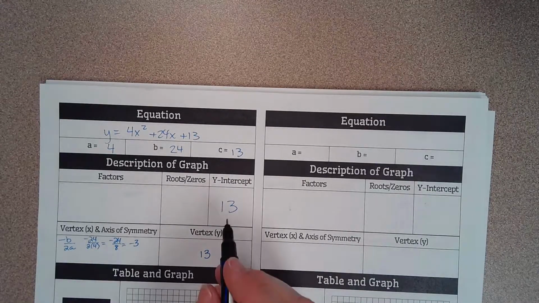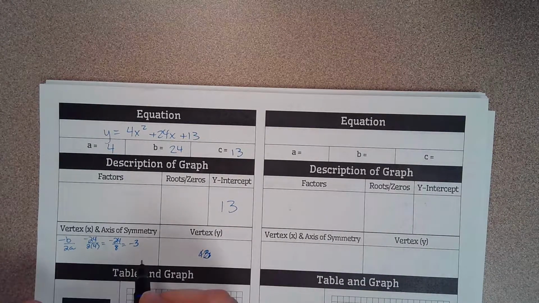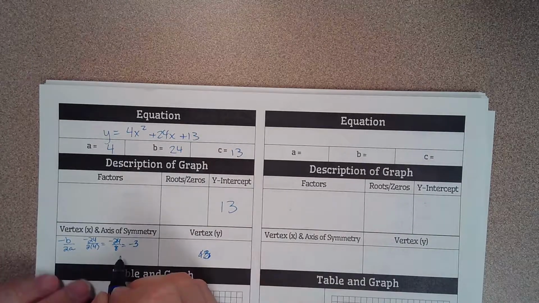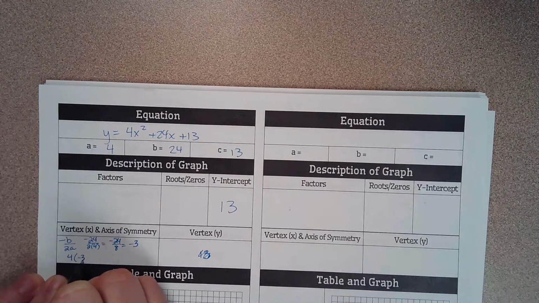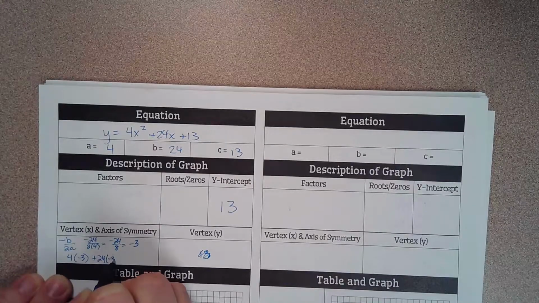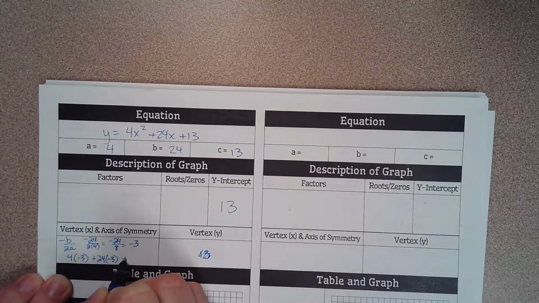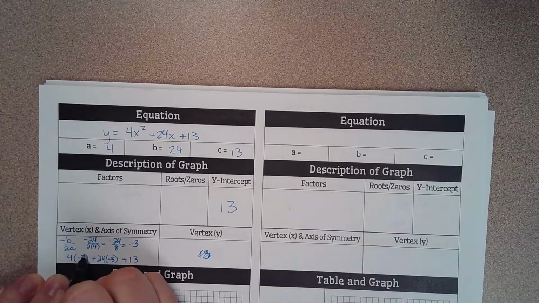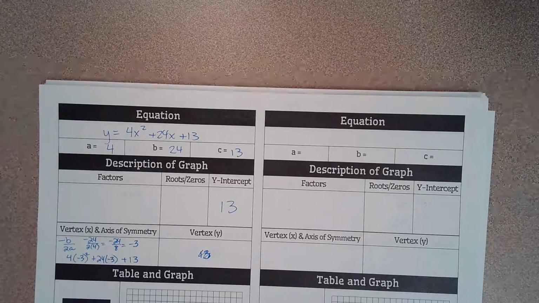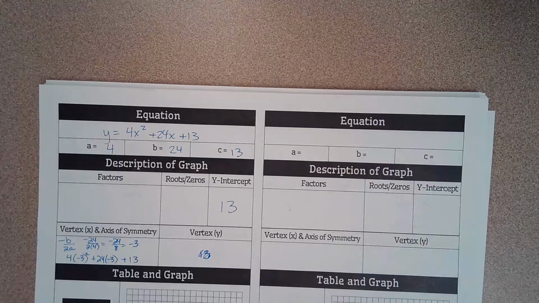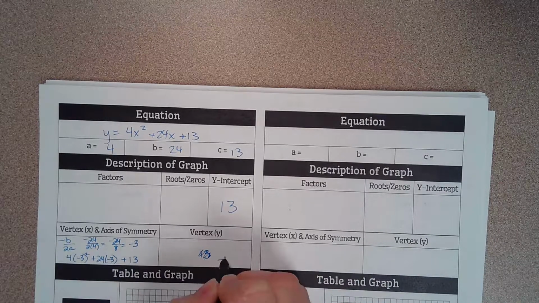I'm sorry, that isn't 13. My fault. That's 13. Put this back in. So I have 4 times negative 3 squared plus 24 times negative 3 plus 13. That's squared. So we have 36 minus 24 times 3 plus 13. So we get negative 23 for the y value on that.